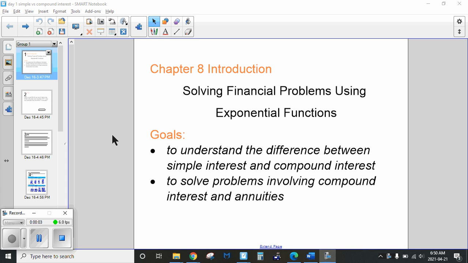All right, grade 11s. Here we are starting chapter 8 for this math course. So we're looking now at financial situations that involve exponential functions or exponential growth or decay. Our goals in this last chapter are to understand the difference between simple interest and compound interest, and then also to solve problems involving compound interest and annuities. So we'll define some of those things in the next couple of videos.